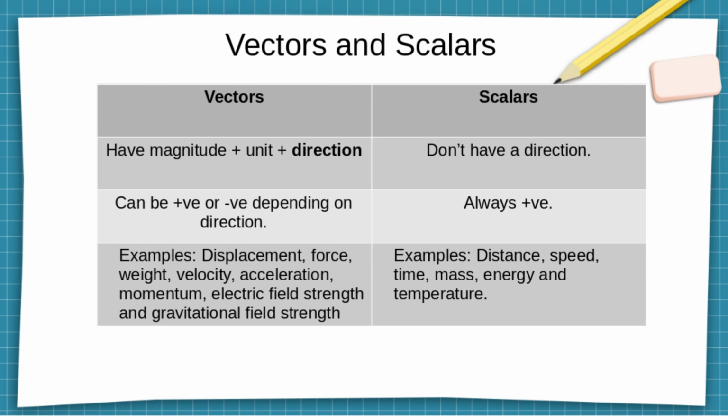Vector examples are displacement, force, weight, velocity, acceleration. The others, we'll keep looking at them as we go along. Scalar examples would be distance, speed, time, mass, energy, and temperature. For example, if you look at temperature, it doesn't really have a direction. It's just a quantity that exists. Whereas, on the other hand, weight is a vector acting in a specific direction, downwards, right? And therefore, it's a vector. We'll look at some examples to make this even clearer.